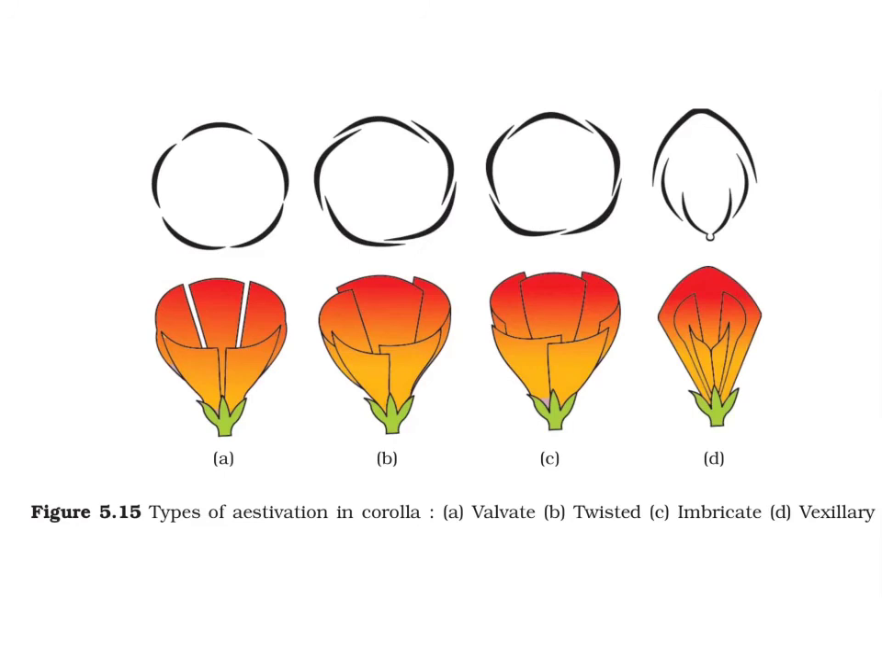Okay. So in this figure, I will show you the different types of aestivation in corolla again. This topic we have learned earlier, but the last two diagrams, C and D, right now we were discussing these two in family Fabaceae, but here I will emphasize more on the vexillary type of aestivation. Here you can see the outermost corolla part, that is known as standard. Then two lateral parts are known as wings, and the anterior ones, which are the smallest, are known as keel. So this is the representation of vexillary aestivation.